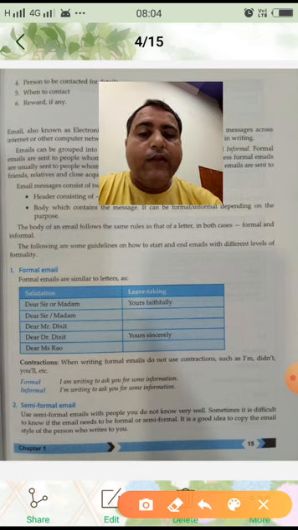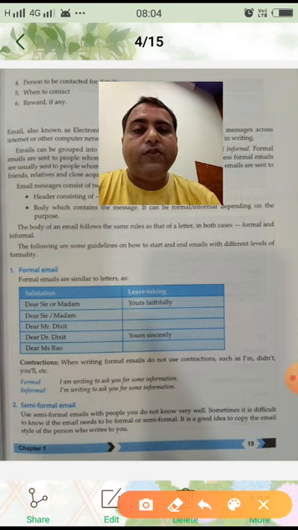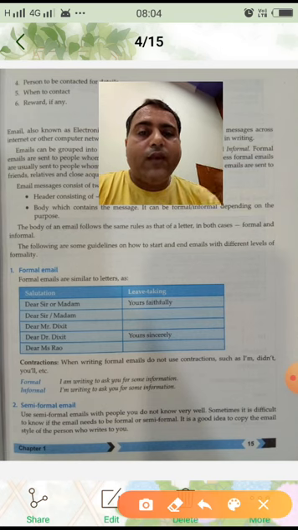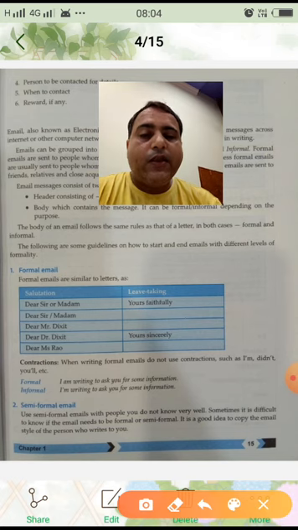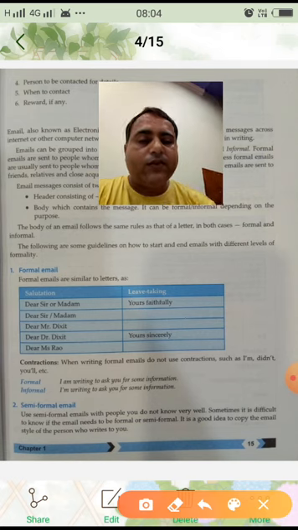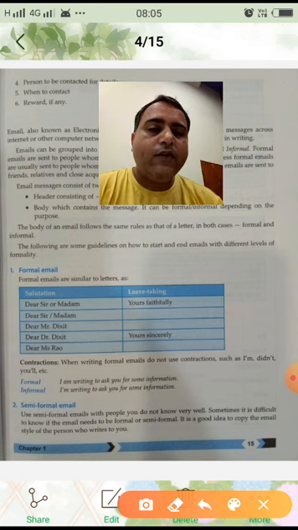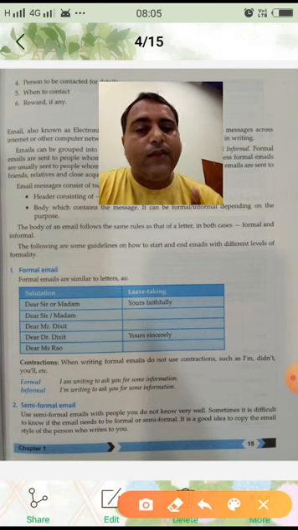And then in informal, that is, if you are writing an email to a person whom you know very well, to your relatives and friends, there you can use these contractions. Like, "I'm writing to ask you for some information." That is wrong in the case of formal, but it is correct in the case of informal. So these are the small points that you should always keep in mind while writing an email.